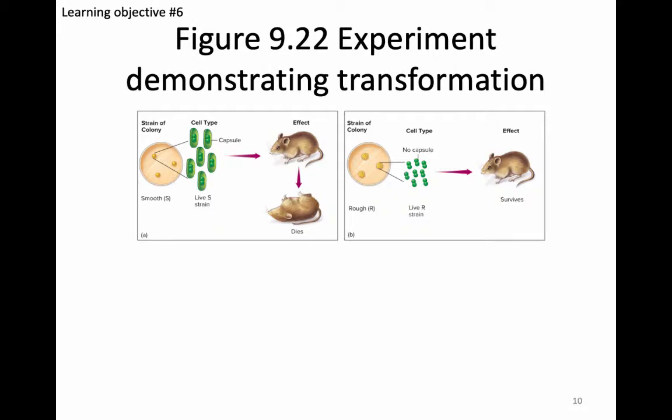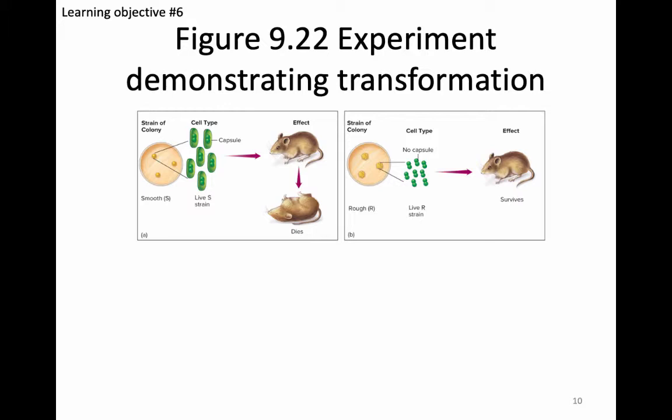There was a very famous experiment performed by a scientist named Griffith, and it was demonstrating the concept of transformation. So I'll walk you through that experiment, which is illustrated nicely in figure 9.22. What Griffith did is he used two different types of bacteria. He had one type, which he called the S strain for smooth, because they had a capsule around their cell membrane and cell wall. They also, when growing on a petri dish, had a very smooth appearance of the colony.